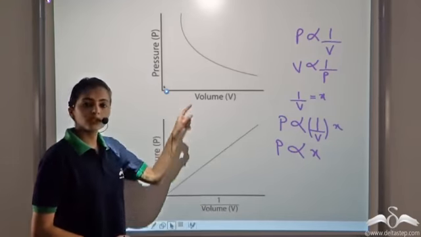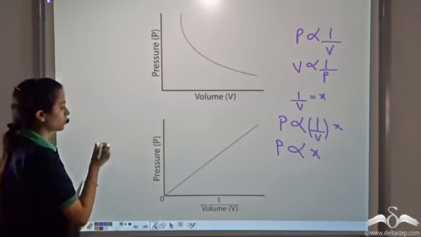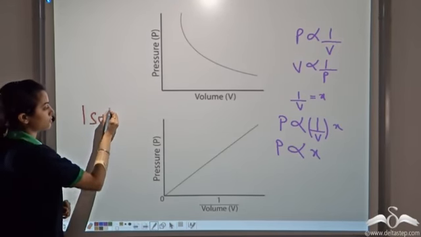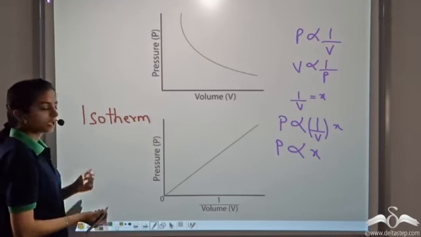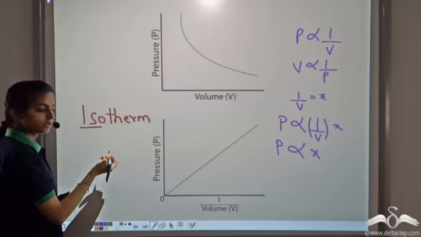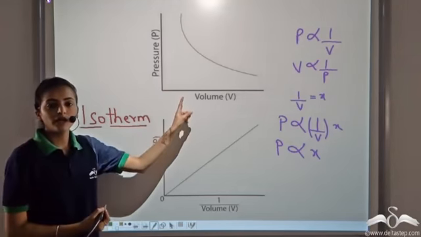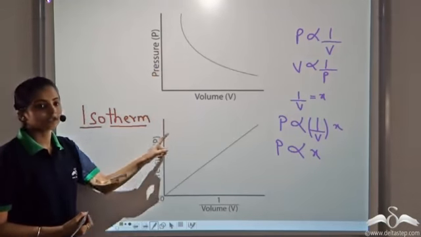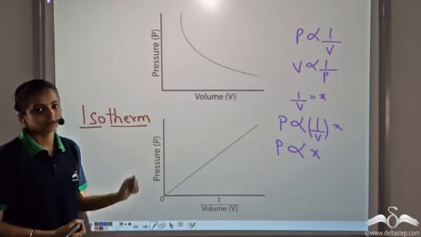Since these graphs are plotted at constant temperature, they are also known as isotherms. Iso means same, therm means temperature. Since Boyle's law is valid for a gas at constant temperature, these graphs are known as isotherms. That means the temperature remains constant.